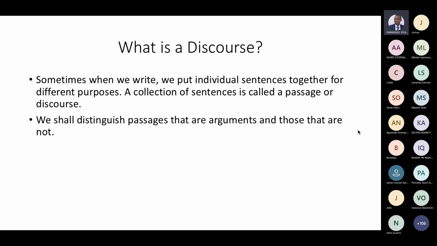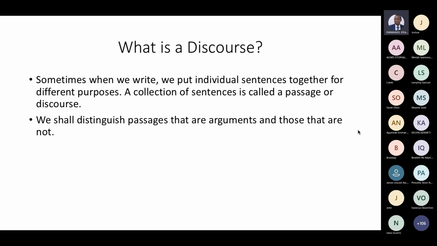Sometimes when we write, we put individual sentences together for different purposes. A collection of sentences is called a passage or discourse. So a discourse is also called a passage. Basically, when you are looking at a collection of sentences, you are looking at a discourse or a passage. Now we shall distinguish passages that are arguments and those that are not. So the bottom line of this exercise is to distinguish argumentative passages from those that are not.